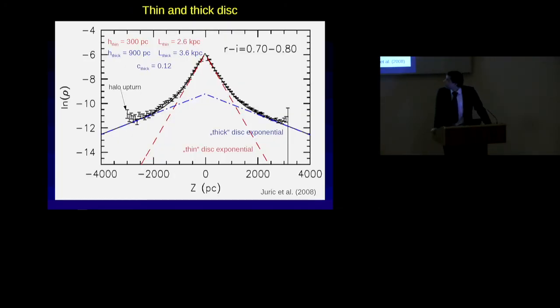Once upon a time, which is 1985, Gilmore and Reid found that the Milky Way has a thin and a thick disk. So if you fit it with exponentials, this is the altitude above the plane. I plot the logarithmic densities of stars above the plane. This is from SDSS, the first big photometric survey of the sky in modern times. And there you see that this disk profile can be fit by two exponentials, a thin and a thick disk exponential.